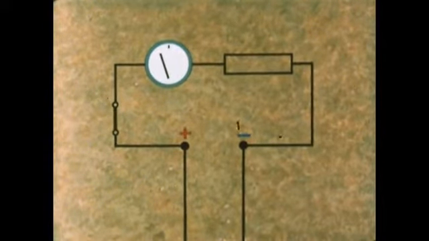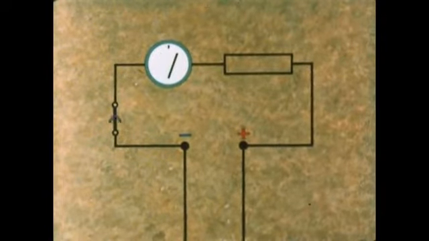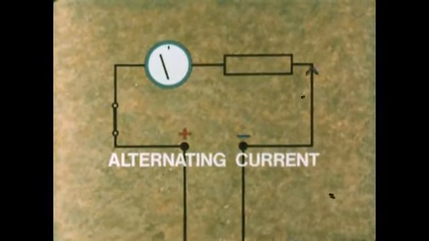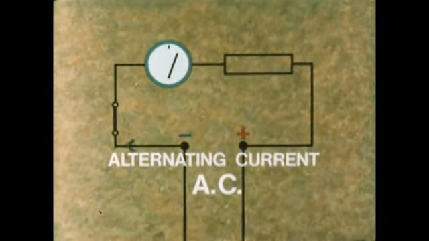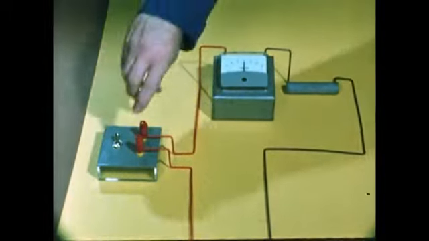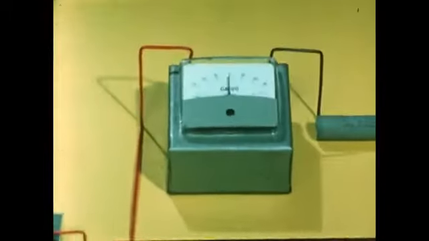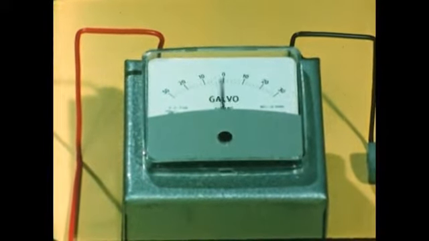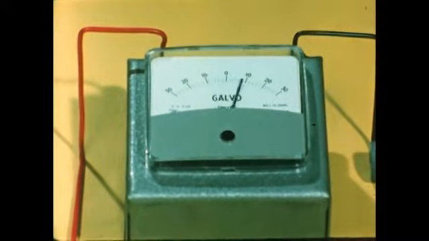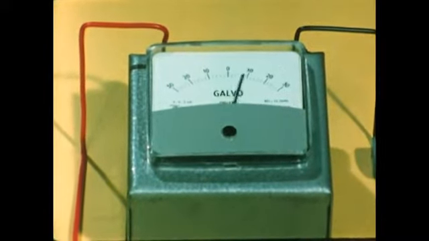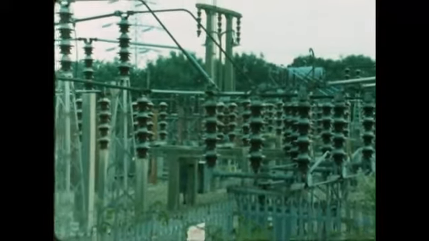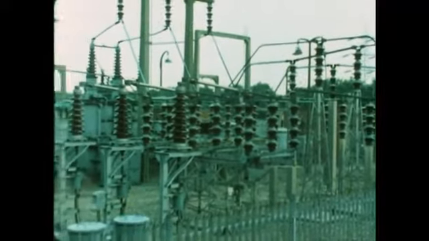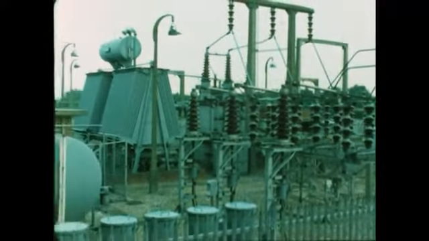But current also exists in a different form in which the direction of the current goes first one way and then the other, and of course is called alternating current, AC. Here an alternating current is causing the pointer in the instrument to swing first to one side and then to the other side. But this is a very slow alteration, and the sort of AC we will be dealing with changes direction many times in a second. Power generation and transmission for our homes is AC, and there are excellent reasons for preferring AC to DC.